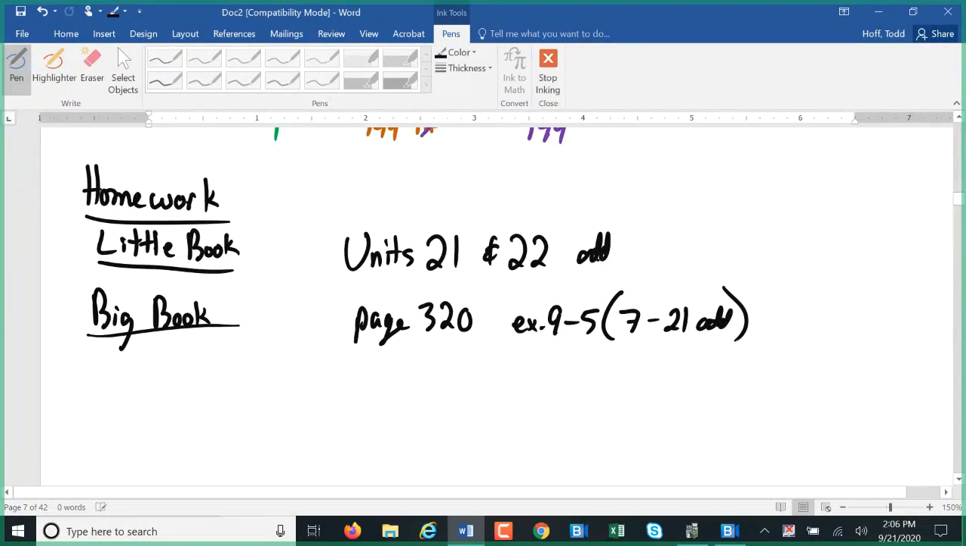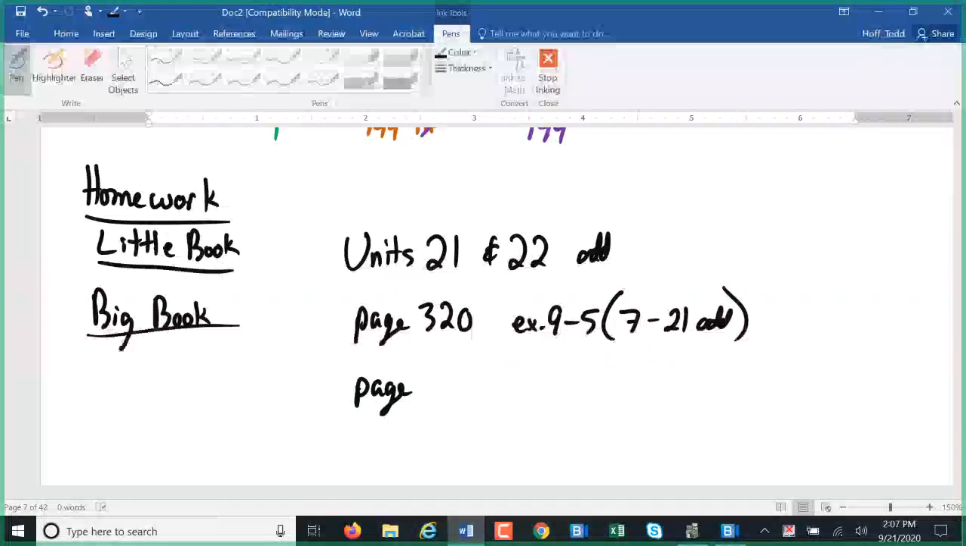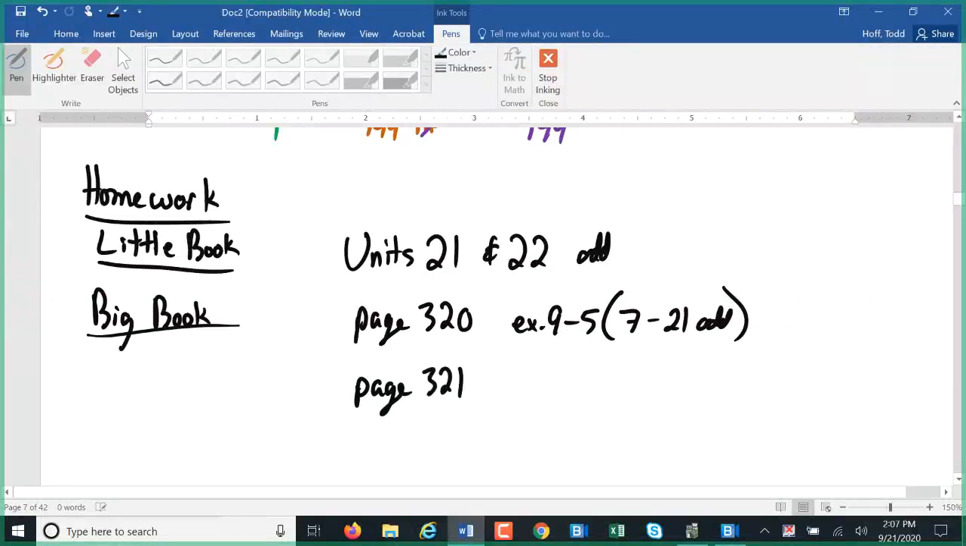The reason it's 7 through 21, by the way, is that 1 through 6 are review problems from earlier sections. If you're worried about remembering information we previously learned, doing those 1 through 6 problems is actually a pretty good idea. It's a review of stuff we've already done. And then page 321, exercise 9-7, problems 7 through 12.